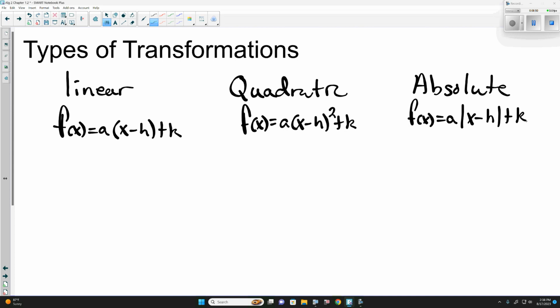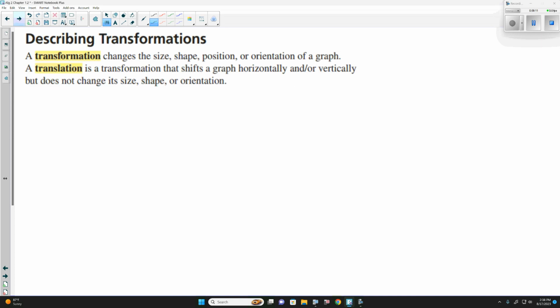Okay? Now the location of b is in front of x inside the parentheses. We won't look at it so much today. It has two main functions. One of them is dealing with reflections, and the other is with our vertical or horizontal stretch and shrink. We'll cover those at a later date. But the first one we want to look at in our types of transformations is a translation.